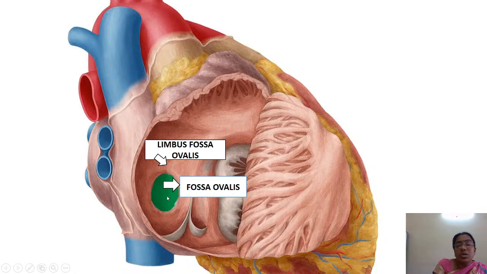This will be closed. Surrounding the fossa ovalis there is the limbus, which is called the limbus fossa ovalis. So this is the surrounding of your fossa ovalis. You can see the limbus, the extension, which is called the limbus fossa ovalis. So this is the limbus fossa ovalis that you are seeing.